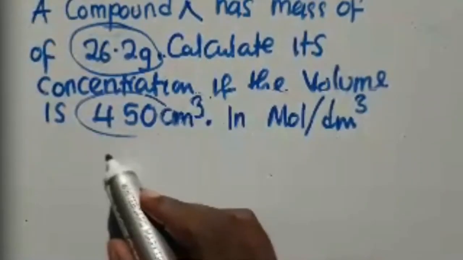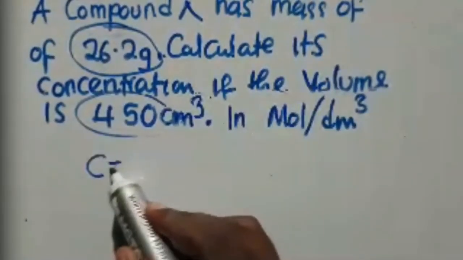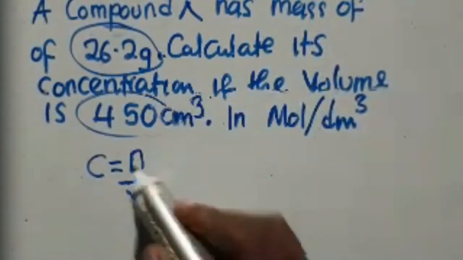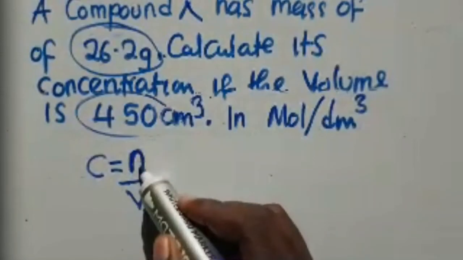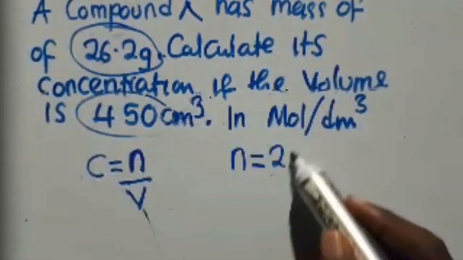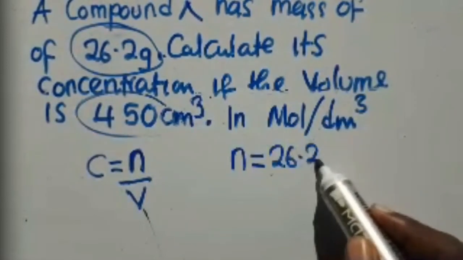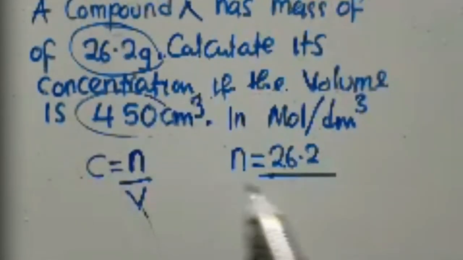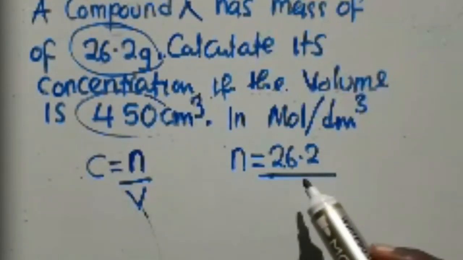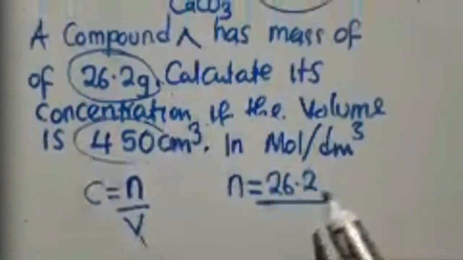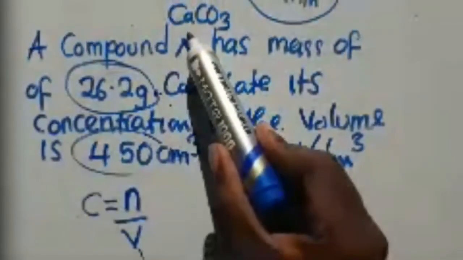So what you need to do, you know that the formula is concentration is equal to number of moles over volume. First thing, calculate the number of moles. You know number of moles is equal to mass over molar mass. What is the mass? 26.2. What is the molar mass? Which compound are we talking about? Calcium carbonate.